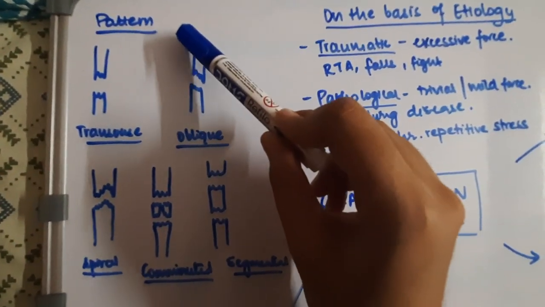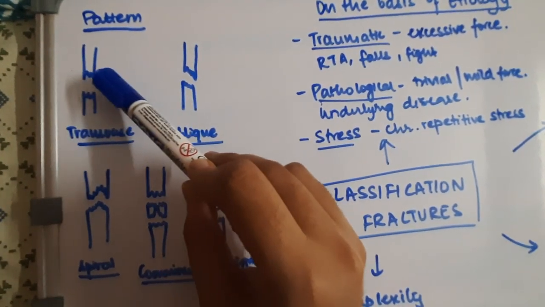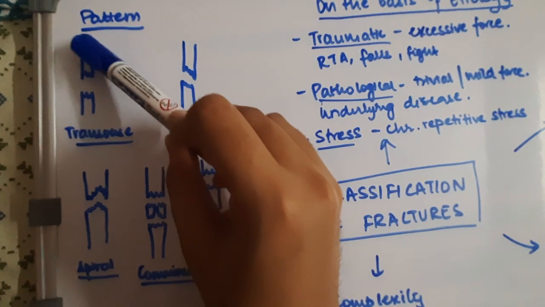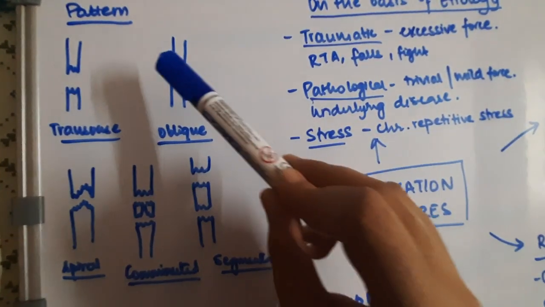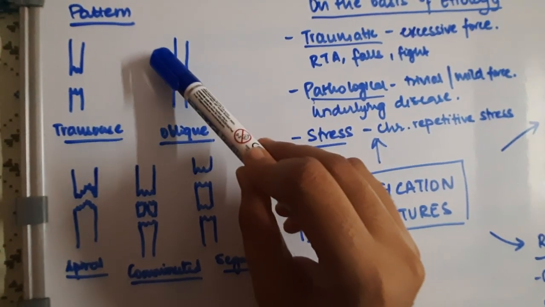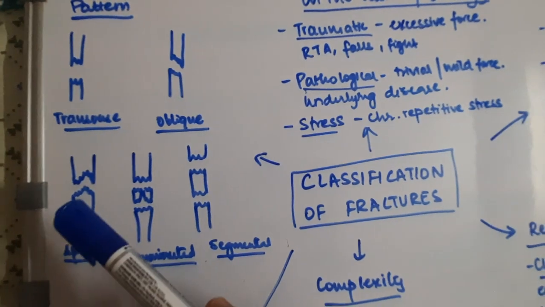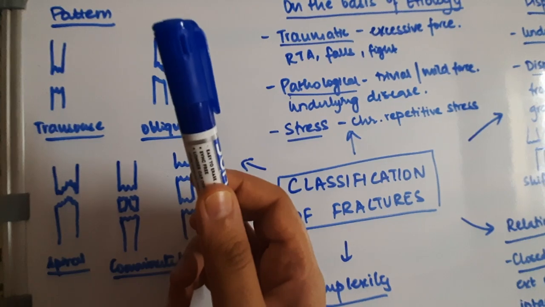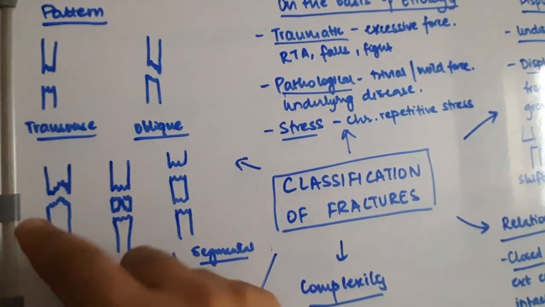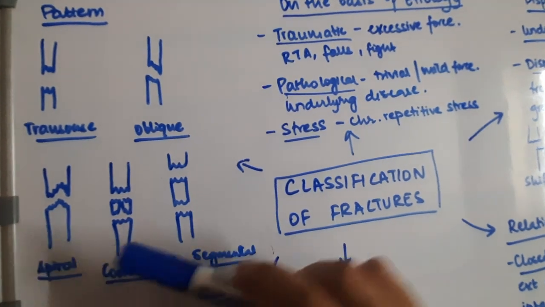Lastly, you have fractures based on the pattern of the fracture. So in a transverse fracture, the line of the fracture lies perpendicular to the long axis of the bone. In an oblique fracture, the fracture line is oblique. In a spiral fracture, it may be due to twisting of a bone. So if this is the bone, it undergoes twisting, and that is how the fracture fragments get separated.